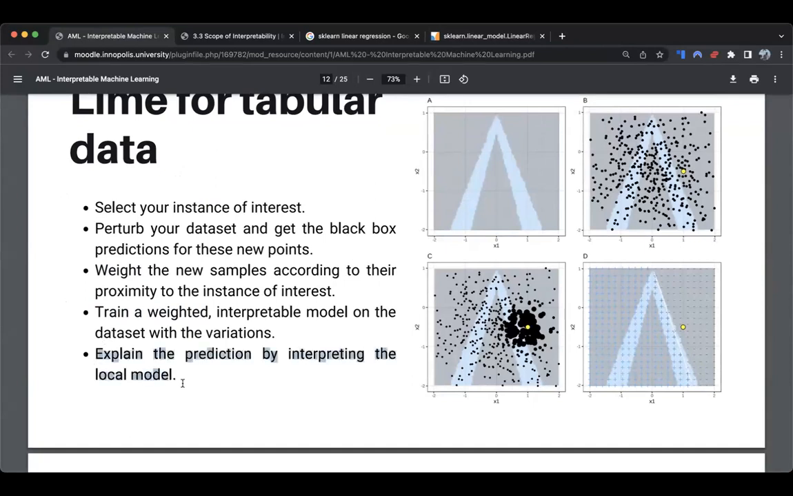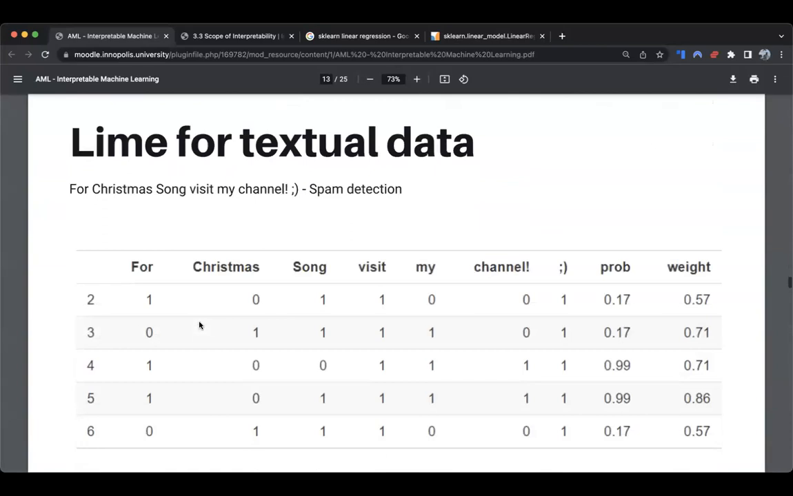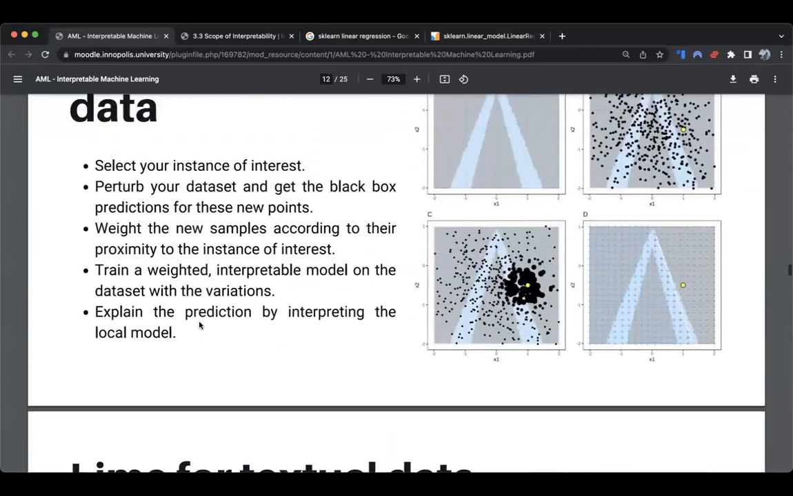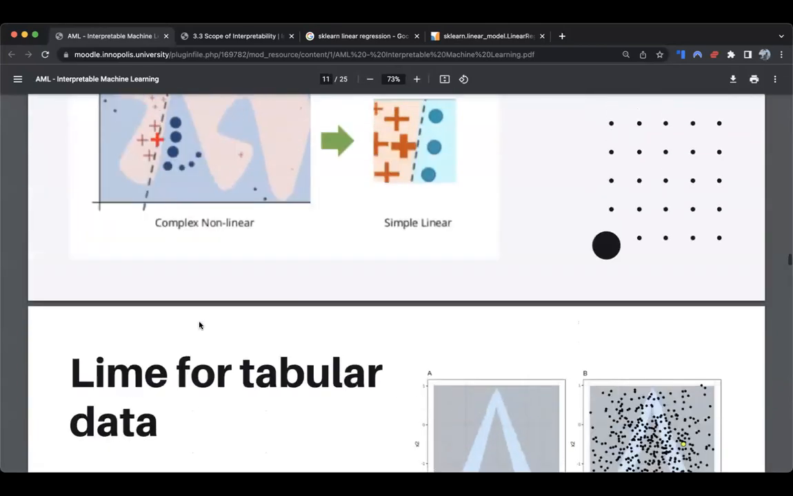And then the final step is, instead of explaining the complex model that has a very nonlinear decision boundary, try explaining the local interpretable model, the local linear model that you just built. So these are basically the steps for performing LIME. It's pretty easy, as we said.